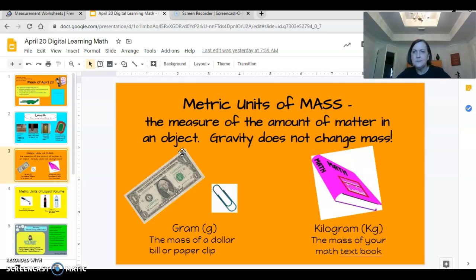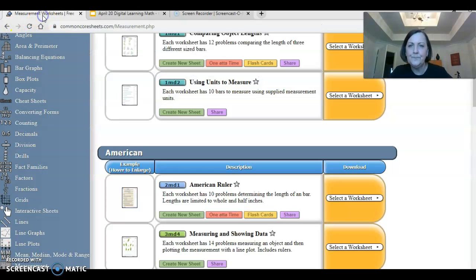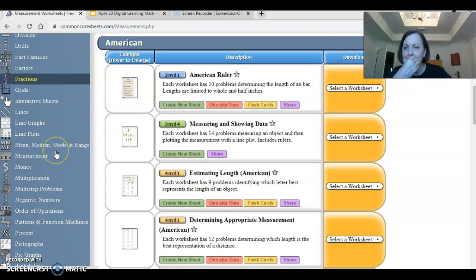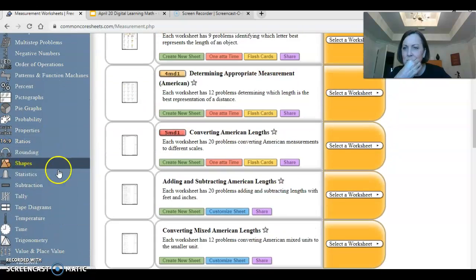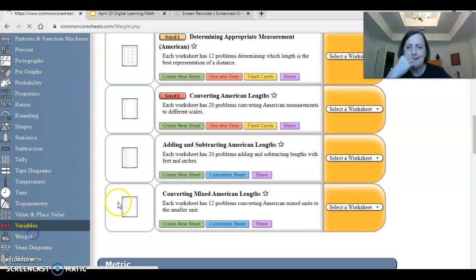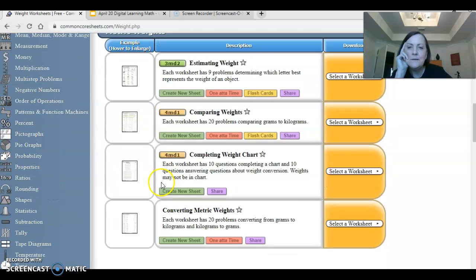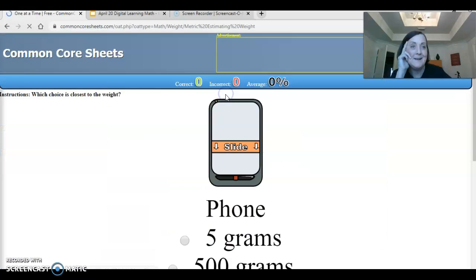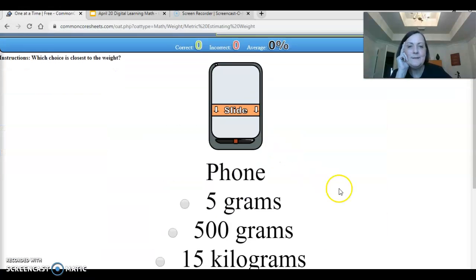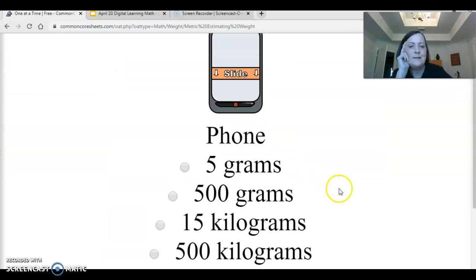All right, so let's go back to our screen here and go to weight. Now let's scroll down here to metric weights, estimating, and let's go to 1 at a time. This is fun. Okay, so here we have a cell phone. Let's think about, would we use, to find the mass, 5 of these?